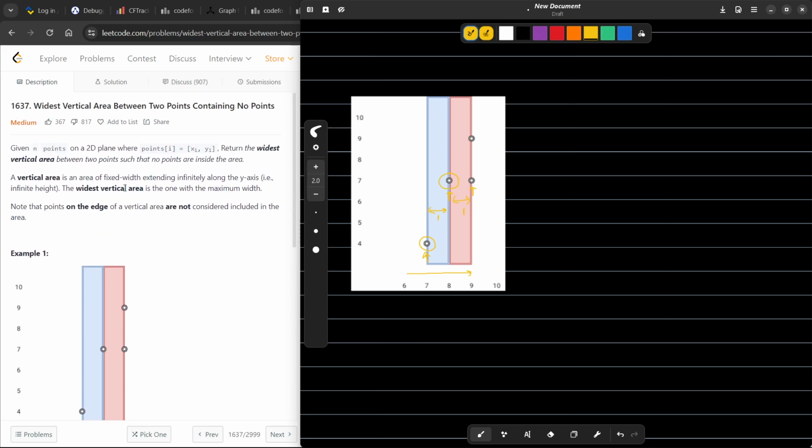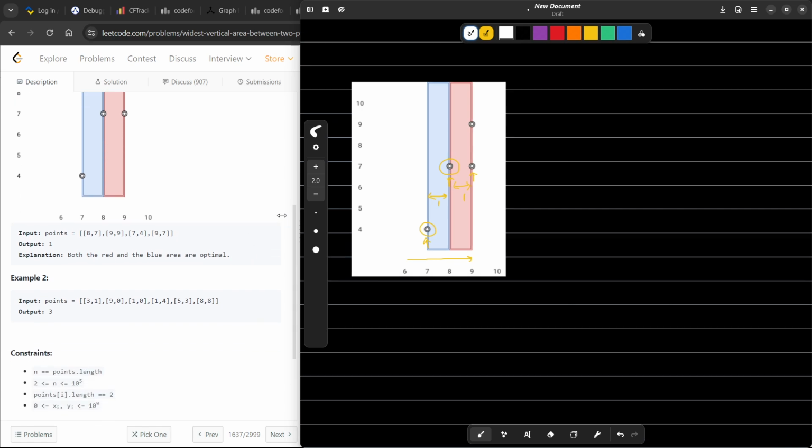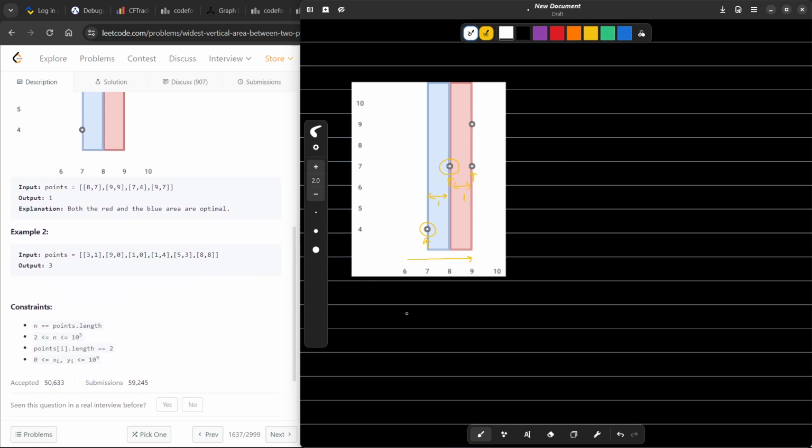You see, the widest vertical area means that we need to find these vertical columns. So what will be the width of these vertical columns? It is going to be the distance between two consecutive x coordinates. So that means in this particular problem, if we are given several coordinates, we have to find the difference between two consecutive x coordinates. So let us take this particular example. We have 3, 1, then we have 9, 0, then we have 1, 0, then we have 1, 4, then we have 5, 3, and then we have 8, 8.